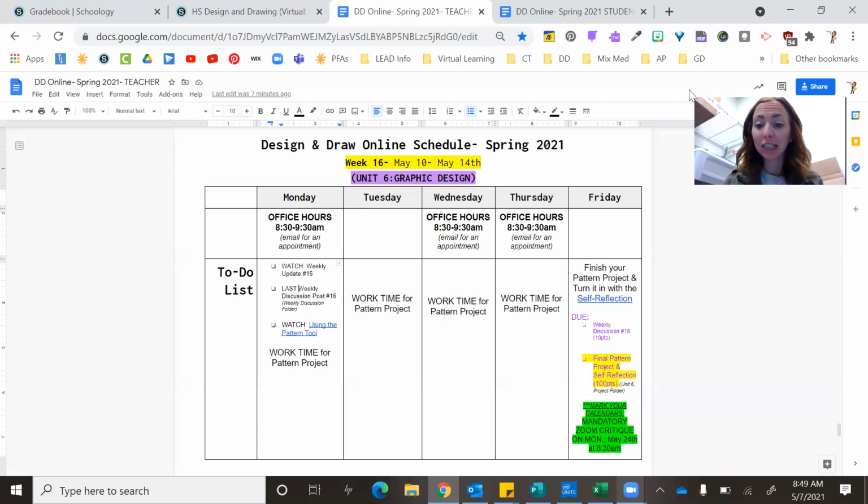Now I did put in green a little mark your calendar. So we have a Zoom critique. Our end of the year Zoom critique is on Monday, May 24th. So it's a couple weeks away, but I want to make sure that we all have it marked. You all get credit for that. And really that is just asking questions and kind of doing an overall reflection of your art in the class and kind of wrap everything up. So make sure you put that in your calendar.